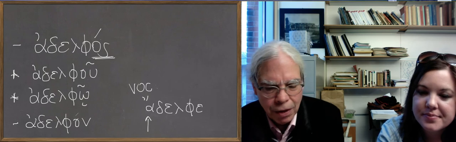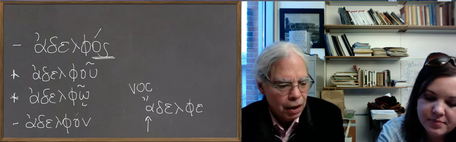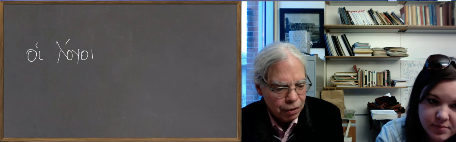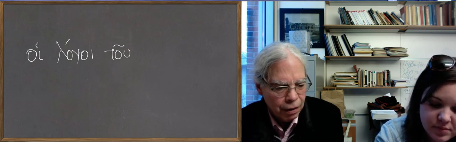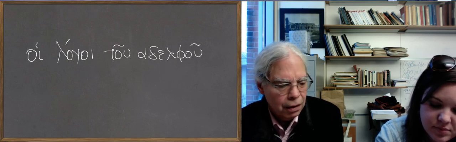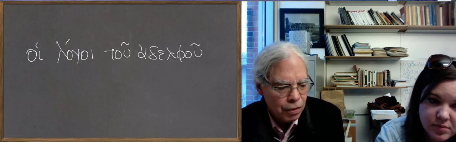So we need this to make a little phrase in Greek, and that's where we want to understand how the article works. We make the phrase the words of the brother, or the brother's words, okay? Let's just put it in the nominative, hoi logoi. We do it the way we do in English, we'd say hoi logoi tu adelphu, the words of the brother. Okay? And you can do exactly that in Greek, okay? And most of the time that will be understood as meaning the words of the brother.